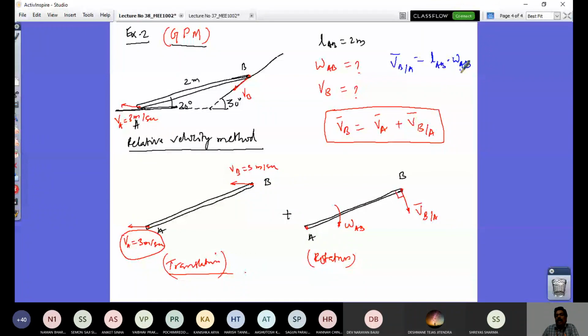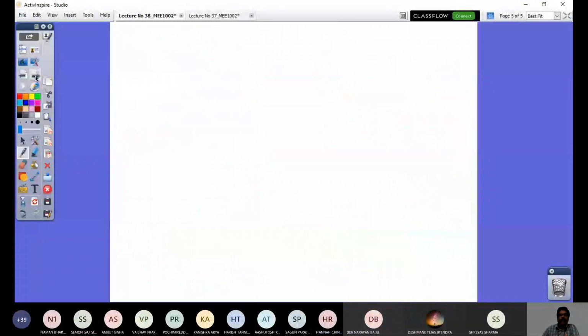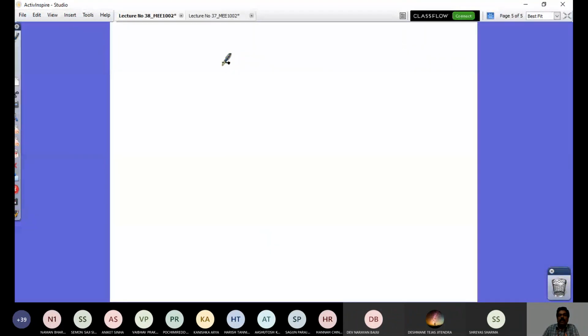If I know this and I know already this, I can find out VB magnitude. That's all. So how do I go about solving this? I'll solve it vectorially. I will draw that triangle. So I know point A is now moving to the left with a velocity magnitude of 3 meters per second. So I take the magnitude length and draw this arrow.